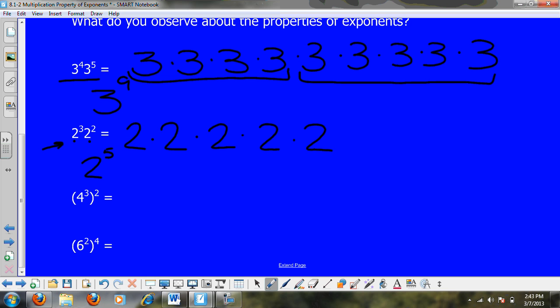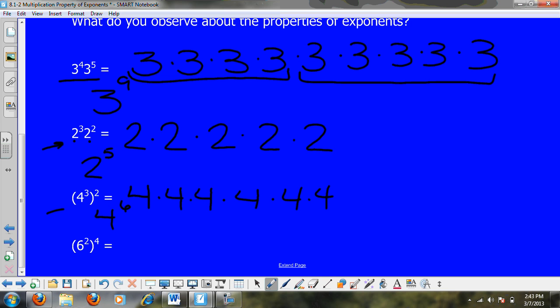Now, I have the quantity 4 to the 3rd squared. So that means I'm going to take 4 to the 3rd times 4 to the 3rd, right? So that's 4 times 4 times 4, okay? And then I can do that again because it's squaring it, so that means twice. Times 4 times 4 times 4. So essentially then, the quantity 4 to the 3rd squared becomes 4 to the 6th.